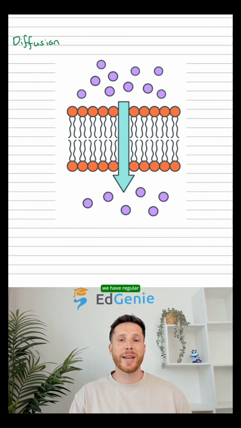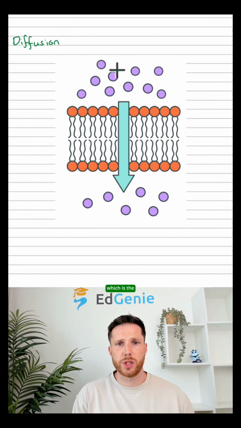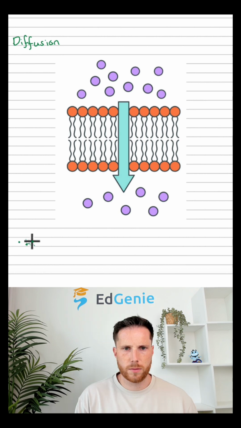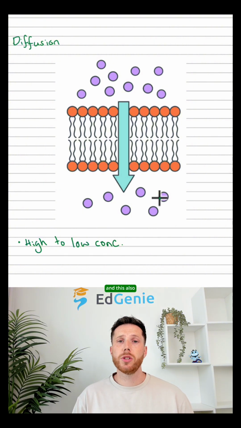Okay, so first up we have regular passive diffusion, and this is the movement of small particles from areas of high to low concentration. So we can see there's a lot more of these particles up here in this top section than there are down here, which is the direction the particles are moving in. Now, because they're moving from high to low concentration, we say that they're moving down the concentration gradient. And this also means that this process doesn't require ATP, which is why we call it passive.